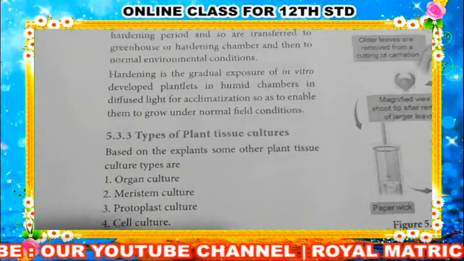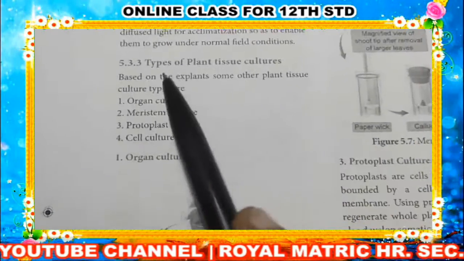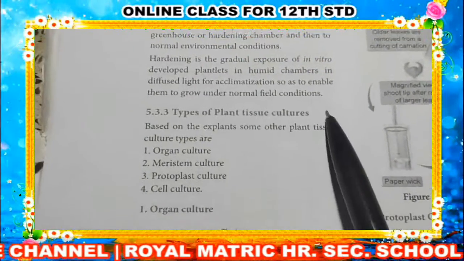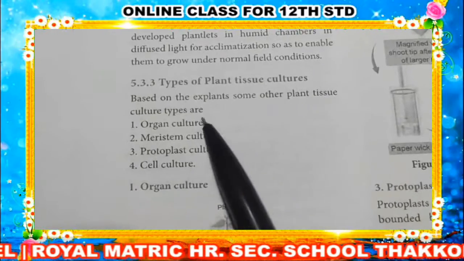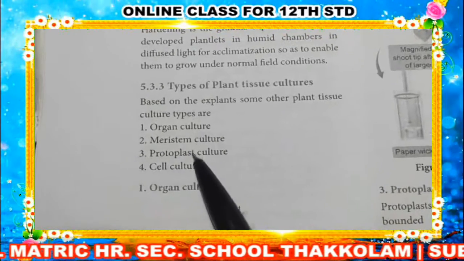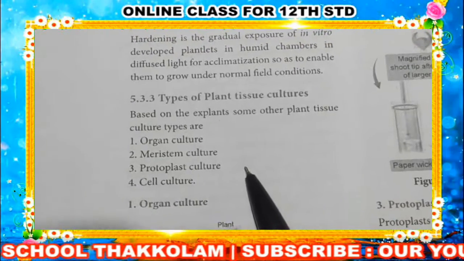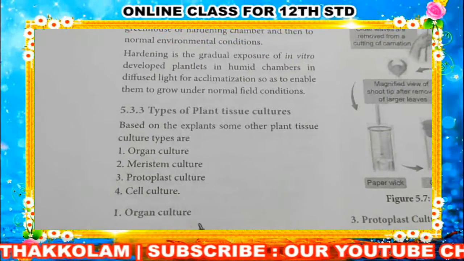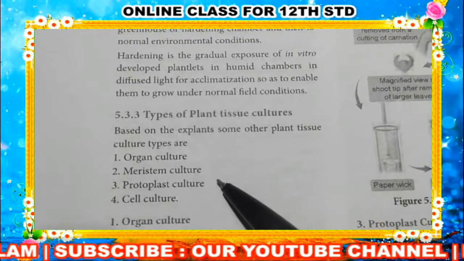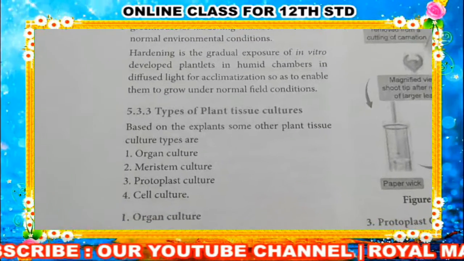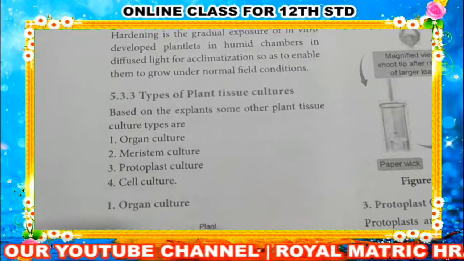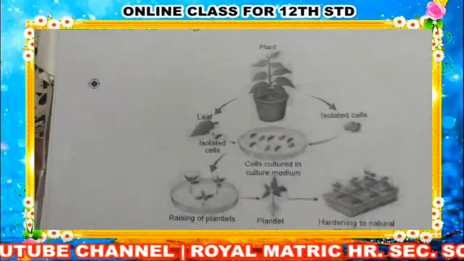These things we have seen in the previous classes, and we have also talked about the types of plant tissue cultures: organ, meristem, protoplast, and cell culture. Till this we have completed in the previous classes. Now we'll move on to the cultures, starting with the organ culture.